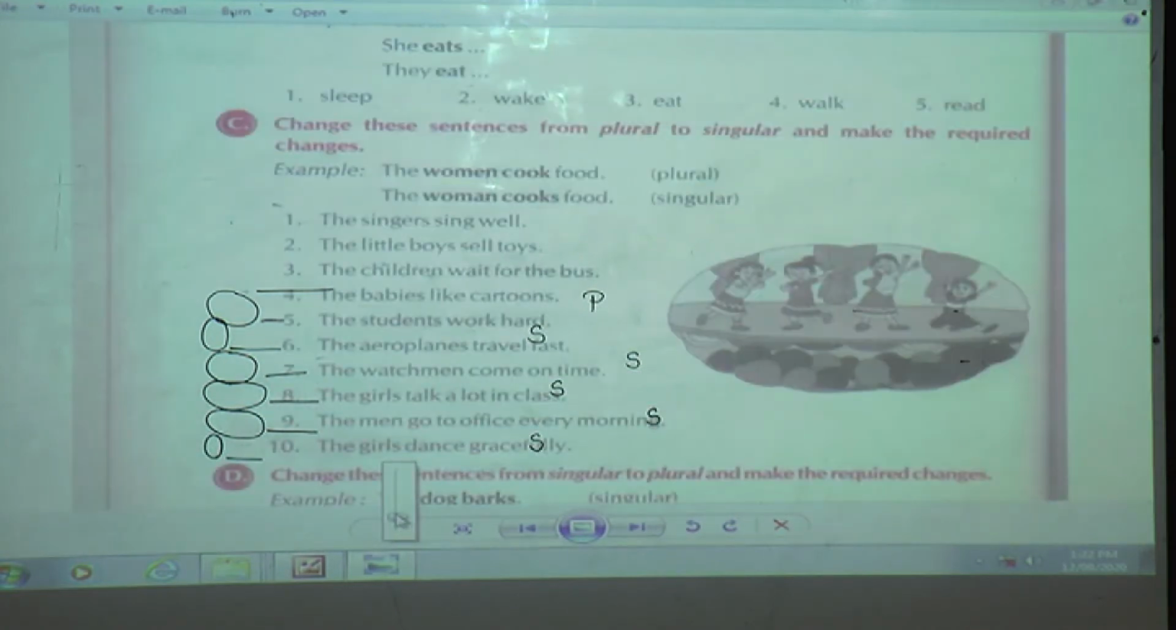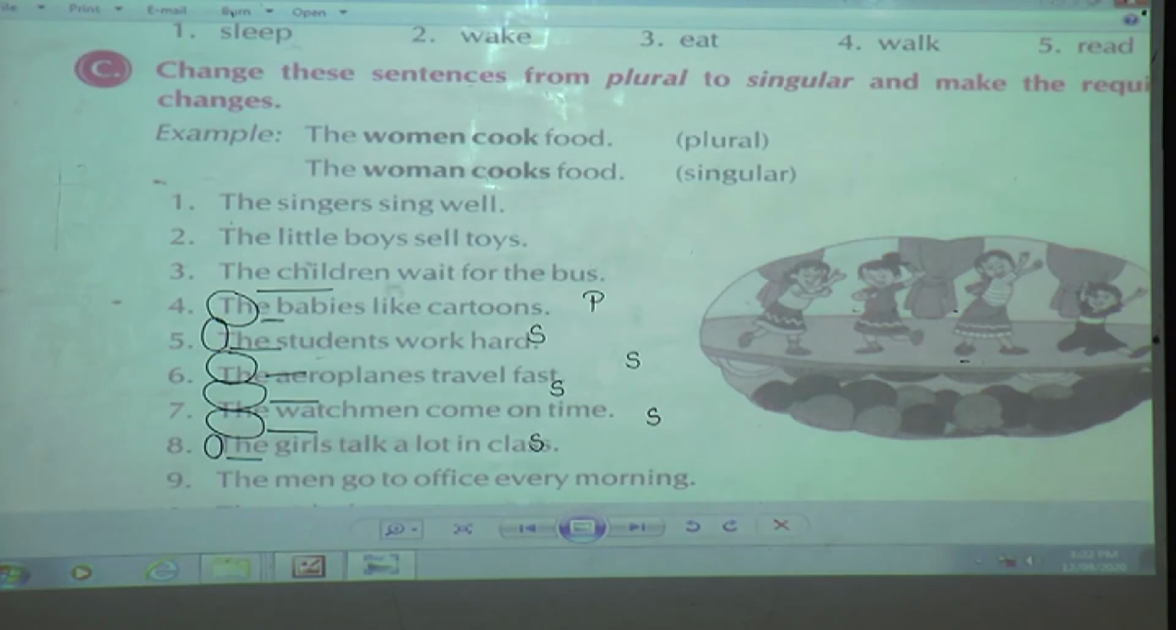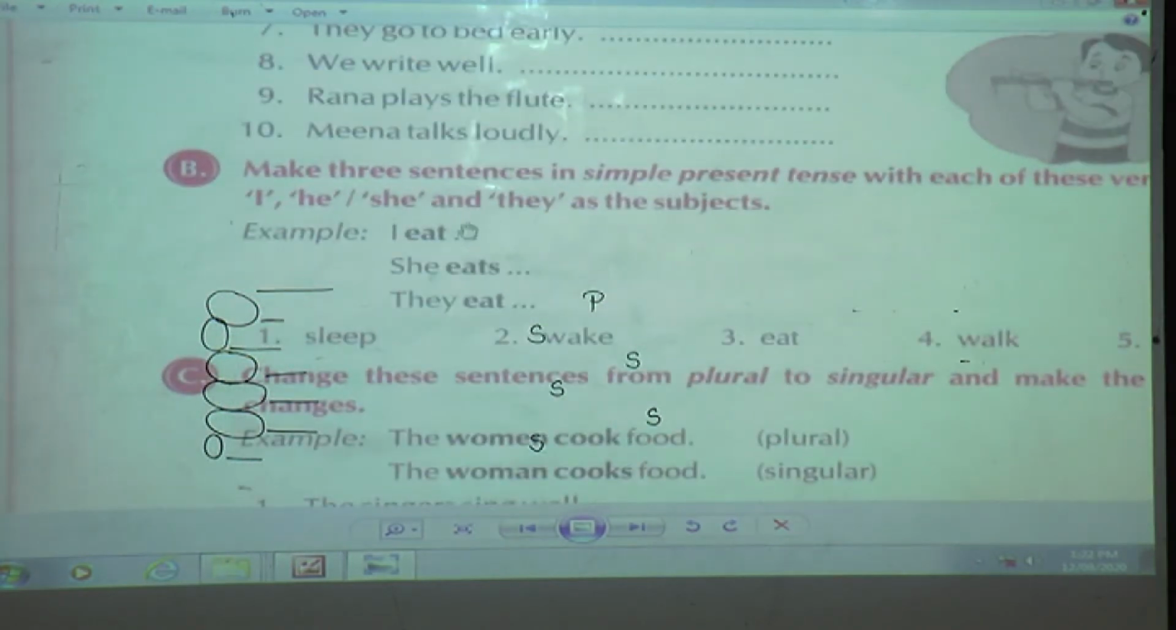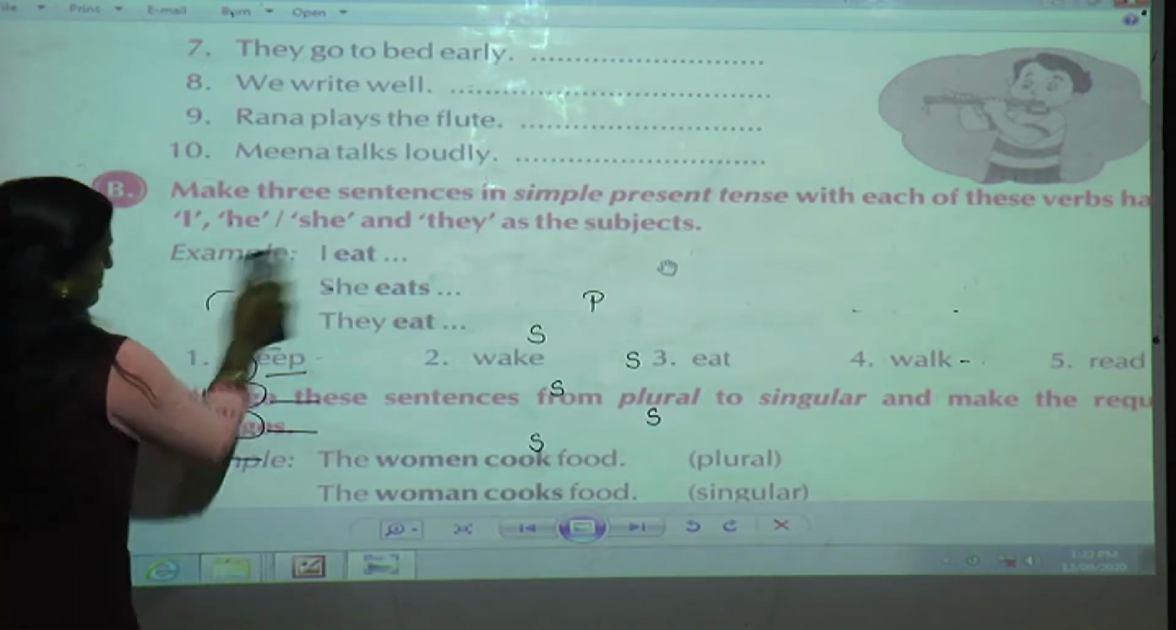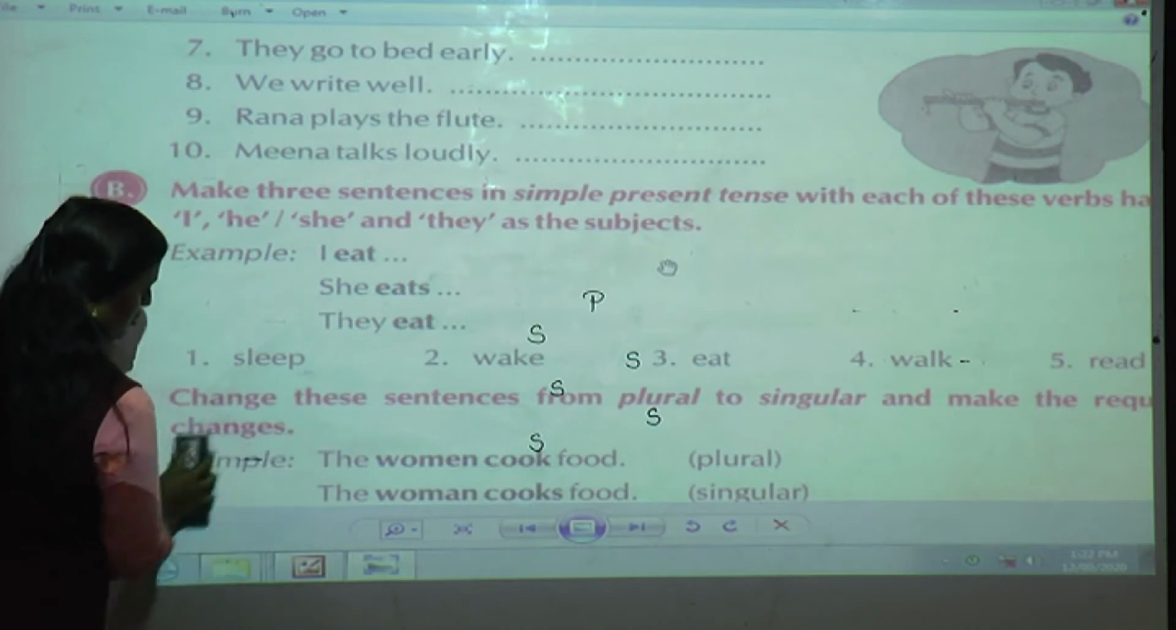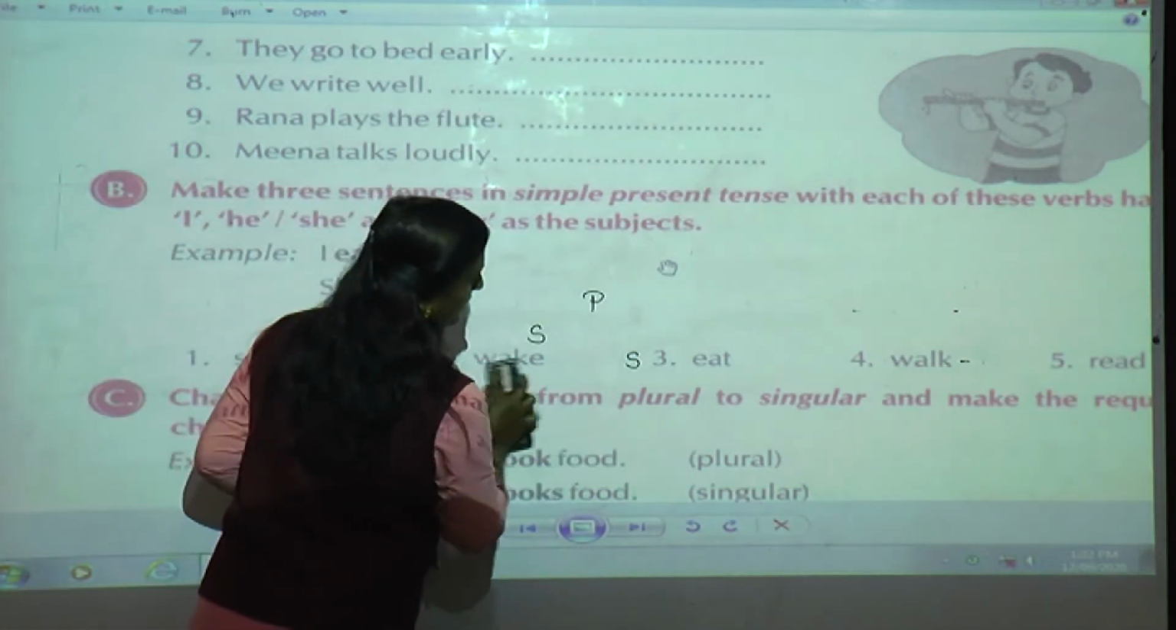That is 58. If you can solve that. 7, 8, 9, 10.